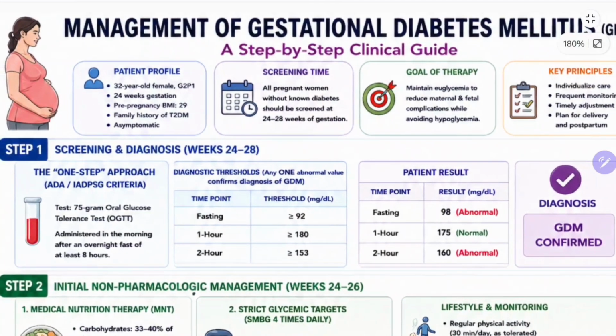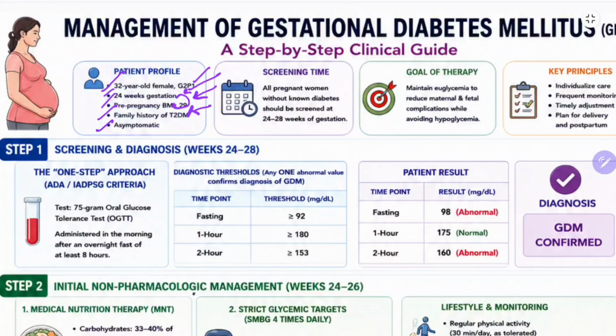So here is a case. Here is a pregnant woman, 32-year-old female, gravida 2 and para 1, 24 weeks of gestation. That means she is in second trimester. Pre-pregnancy BMI was 29. There is a family history of type 2 diabetes mellitus. Patient is asymptomatic as of now. So she is in second trimester. She has risk factors for developing type 2 diabetes. That is, she is obese before pregnancy and she has a family history of type 2 diabetes mellitus.